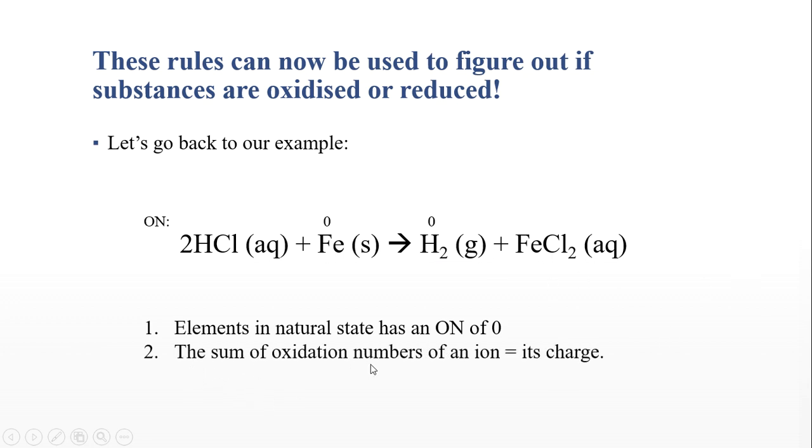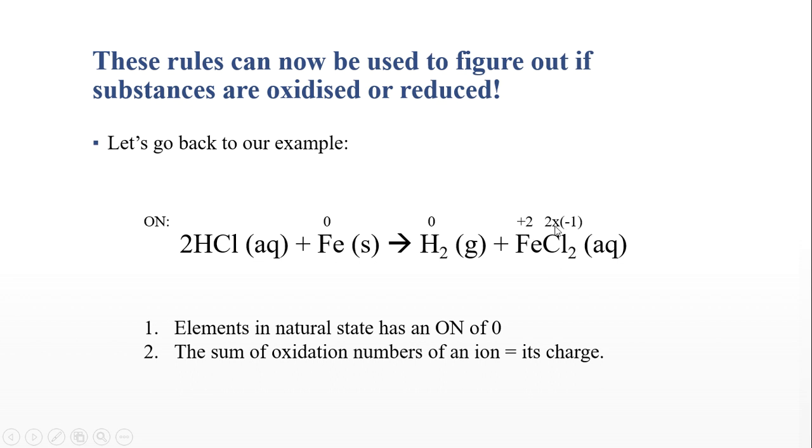The sum of oxidation numbers of an ion is its charge, right? So, if you go back here and you see the iron chloride is an ionic compound, you know that each of the chloride ions has a -1 charge, so that will be the oxidation number. And since we have two of them, we can take 2 times that. And the iron then will have a +2 as an oxidation number, because it forms a 2+ ion. So the same number as the charge here for all of these ions.